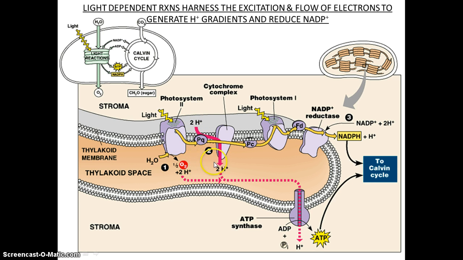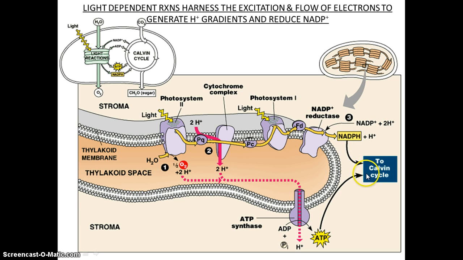the thylakoid space. So we're creating a hydrogen gradient here in the thylakoid space, which later on, by chemiosmosis, just like in cellular respiration, is going to be used to go through the ATP synthase to make ATP. And then the light will hit photosystem 1, and this time the electrons are transferred and finally accepted by the electron carrier NADP plus to make NADPH, which will then go to the Calvin cycle.